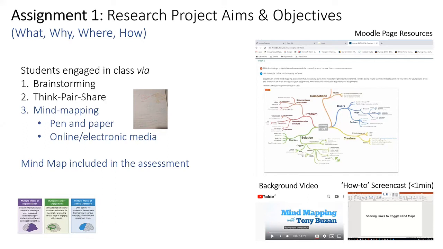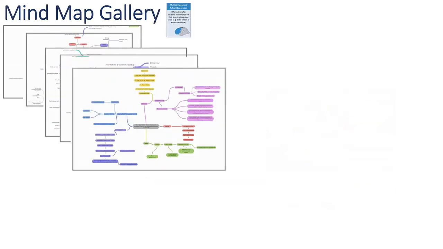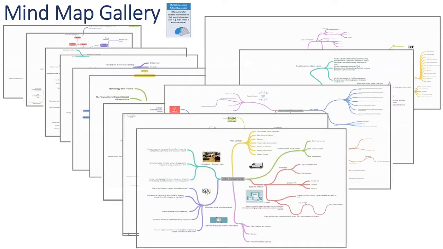What I did find I had to change was that initially this was representation and engagement, but students actually asked for me to include mind maps in their assessment. Coggle was the mind map software that they used, and this is a gallery, just a quick look at some of their work, and you can see it's as individual as each of the students that used it.